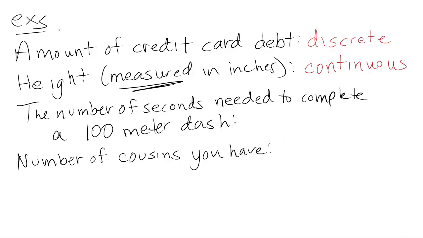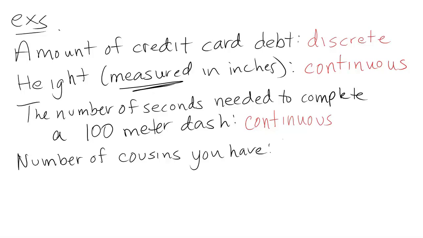The third example here says the number of seconds needed to complete a 100-meter dash. The time in which it takes you to complete a race is a measurement. Now, you might not think of time as being measured, but you do measure time. You measure time in seconds, or in years, or in decades, or in centuries. An amount of time is measured, and because it's measured, this is continuous. Or you might go with the more formal explanation.